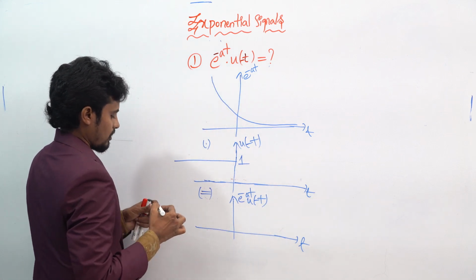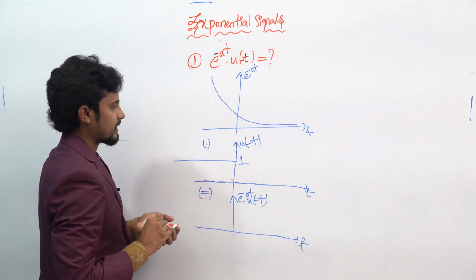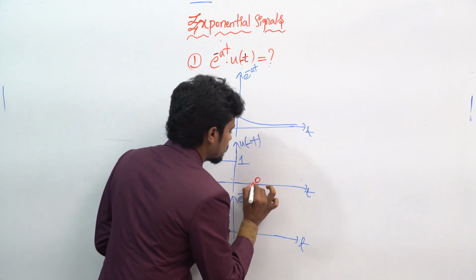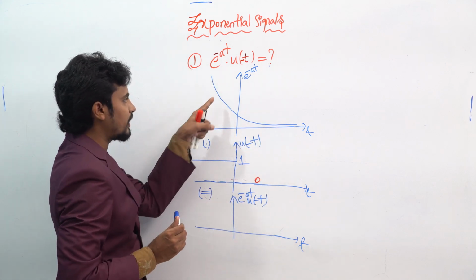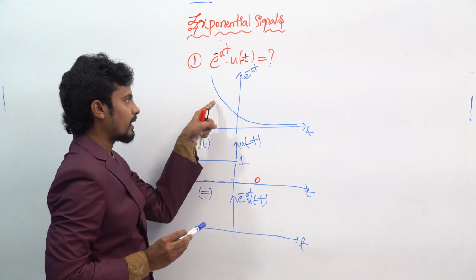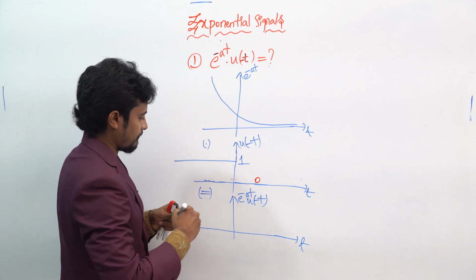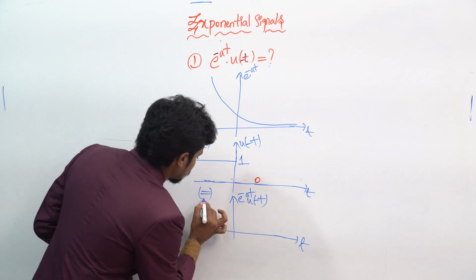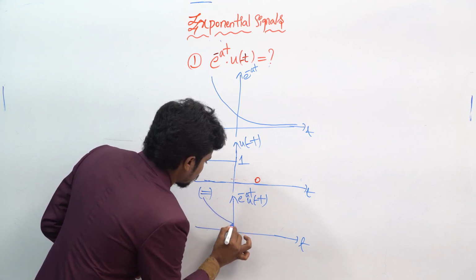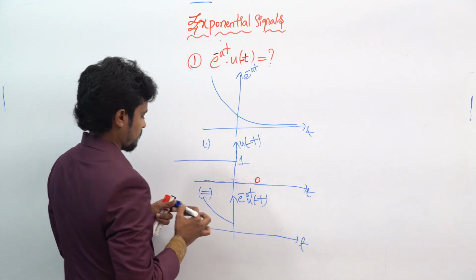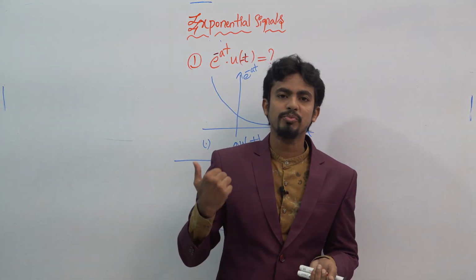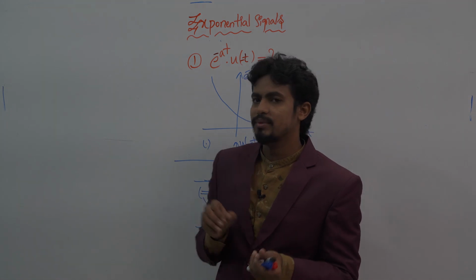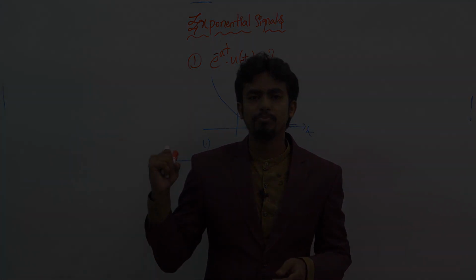Here there will be no signal present. Here this will be 0. 0 into anything you will get as 0. Here 1 into anything you will get this e power at signal. Like this. This was the concept behind the exponential signals as well as some simple questions based on the exponential signals.